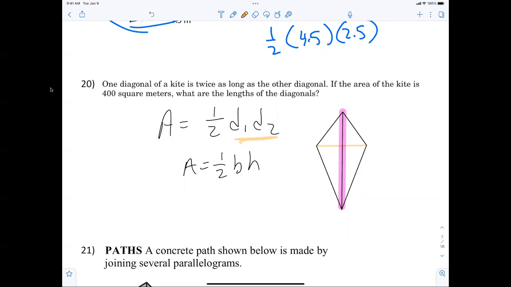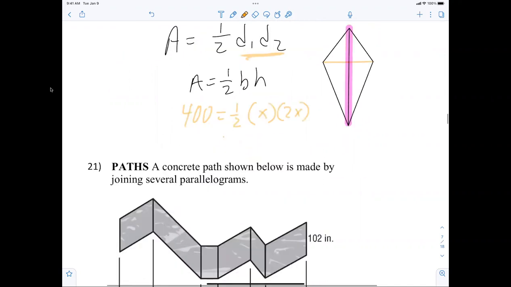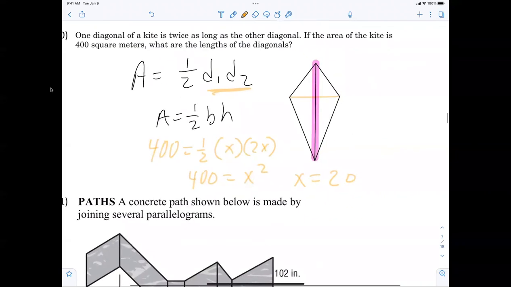So now after we come up with the formula, we say the area is 400, correct? 400 equals 1/2 times the diagonals. One diagonal is twice as long as the other, so it's x times 2x. So x is equal to 20. So the two diagonals are 20 meters and 40 meters. Anybody have a problem with that now?